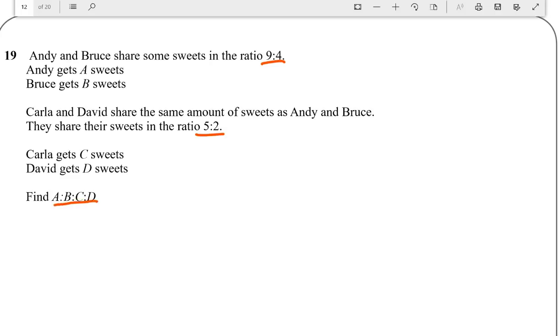A lot of things going on here. Now what we need to do is find the total parts of each of these pairs of people get. So 9 to 4, we need to add the ratio. So 9 add 4, we have a total of 13 parts here for Andy and Bruce. And then for Carla and David, we have 5:2. So 5 plus 2, which is 7.